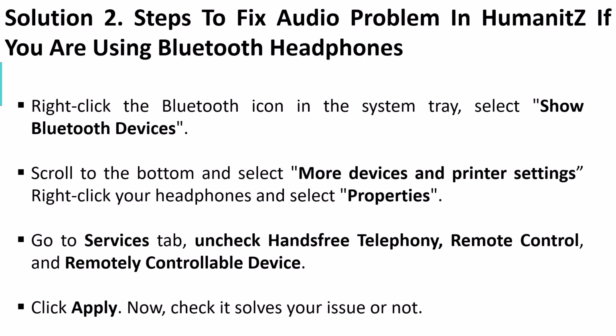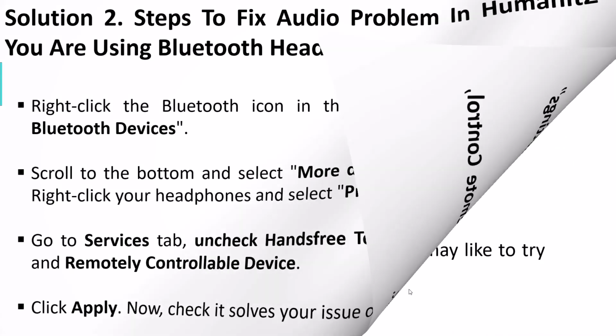I hope so. Solution 2 is steps to fix audio problem in HumanitZ if you are using Bluetooth headphones. So right click the Bluetooth icon in the system tray and select show Bluetooth devices. Scroll to the bottom and select more devices and printer settings. Right click your headphones and then select properties. Now go to services tab and check hands-free telephony, remote control and remotely controllable device. Then click on apply and then check if it solves your issue or not.